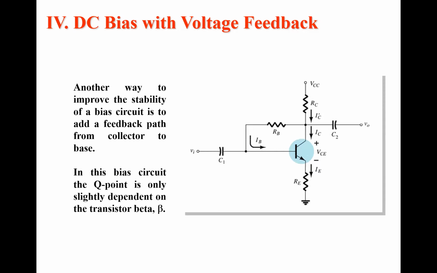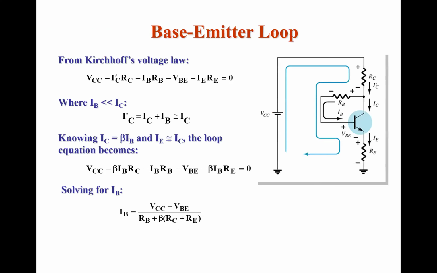And another one is DC bias with voltage feedback. See, it is also called the collector to base biasing circuit. This is another name given to this one, collector to base bias, which means that feedback is provided from output to input through resistor RB. And here also we apply Kirchhoff's voltage law at the input side.